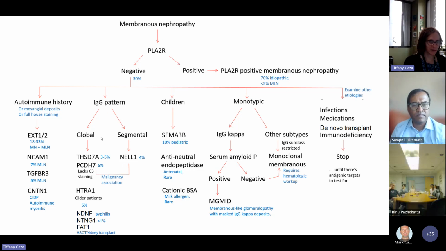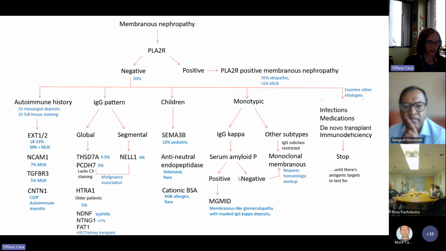If you have diffuse and global staining, a lot of those antigens will have the same staining pattern. For children, CMA3B staining is important, as well as EXT1 and EXT2, as these are frequently associated with autoimmune diseases. There are other rare etiologies in children as well. For monotypic membranous, you should do IgG subclasses to rule out a clonal process. Another consideration is membranous-like glomerulopathy with masked IgG kappa deposits.